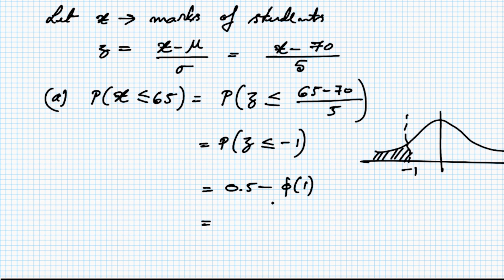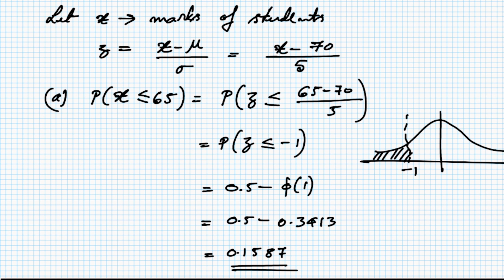I hope it is clear. So 0.5 minus, what is phi of 1? I think phi of 1 comes to be 0.3413. So that comes to be 0.1587. Few of you have given that answer, I guess. So this is the probability.